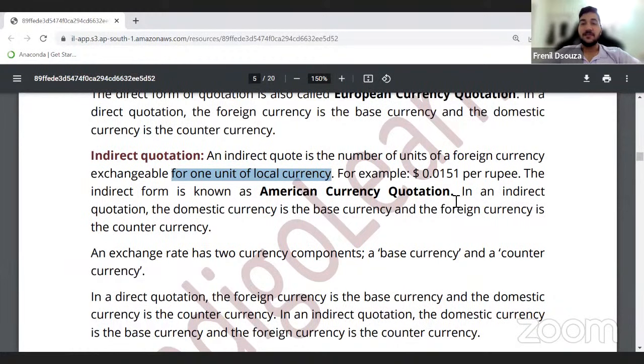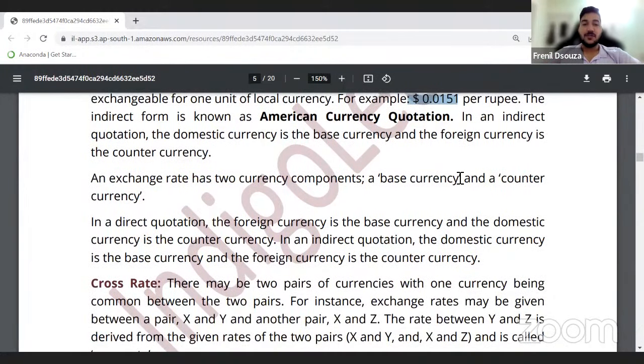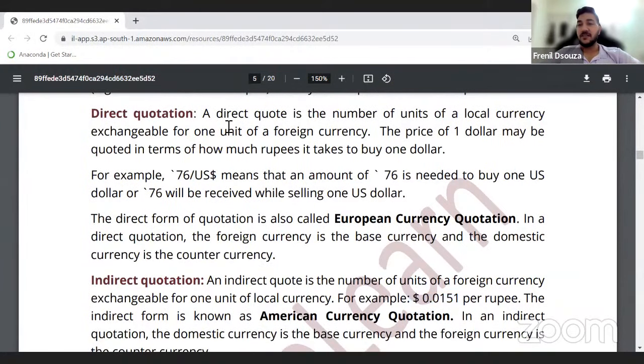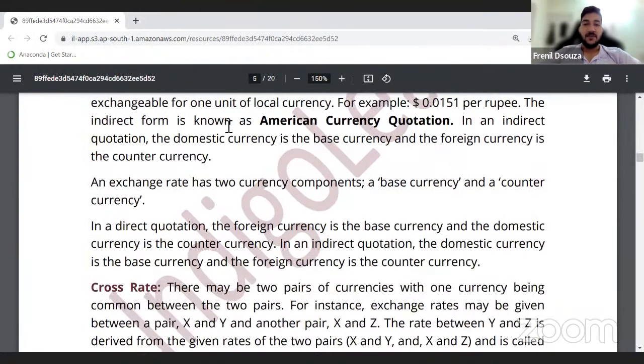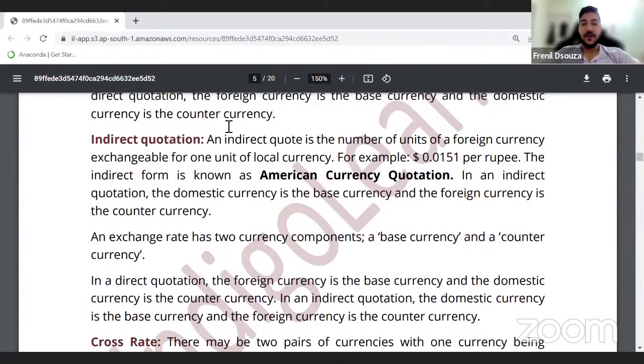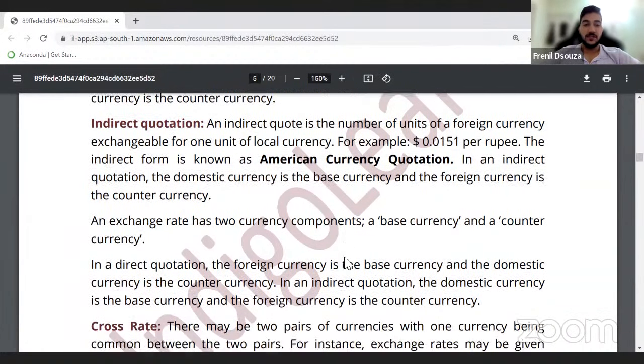The example for that is 1 rupee is equal to $0.0151, right? So you are expressing the price of your home currency here, which is a base currency. The domestic currency is a base currency, and foreign currency is the counter currency. Now, which is the most famous among them? Definitely, the direct quotation is the most famous among them. There are very few countries, including the UK, which follow indirect quotation, and very few countries which go through this kind of currency quotation.